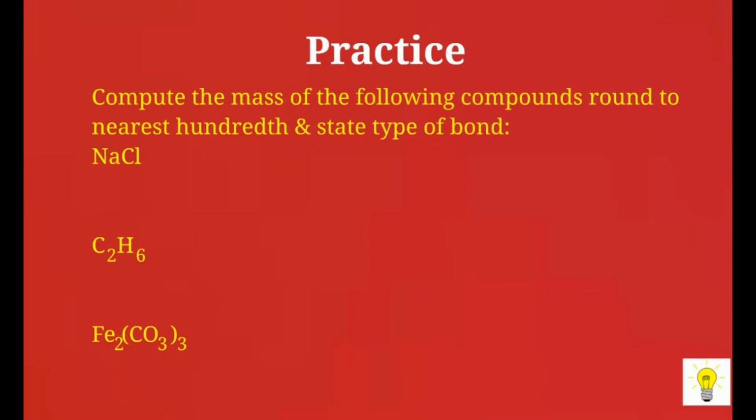All right, let's go ahead and check these out. It says compute the mass of the following compounds, round to the nearest hundredth, which is 2 decimals, and name the type of bond. So on the first one, what is the mass? Better yet, let's ask this: what type of bond is NaCl? It is ionic. Metal plus nonmetal is ionic.